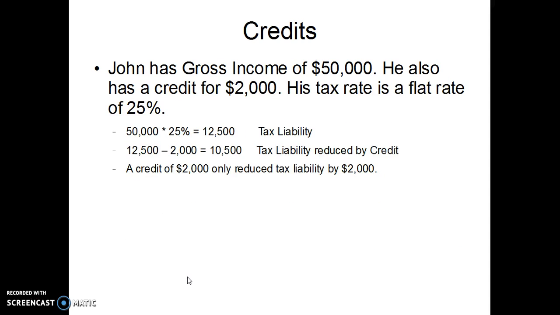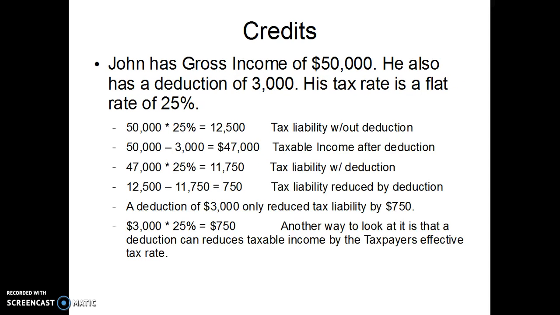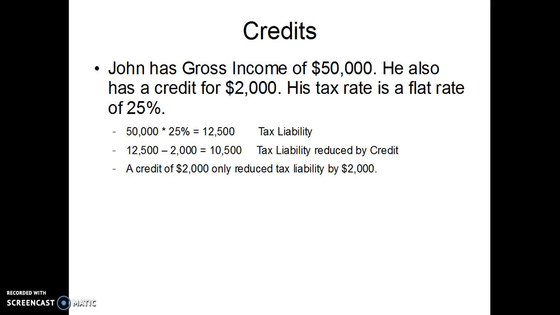However, a credit, on the other hand, works differently. Now, the same scenario, but let's say John has a credit of $2,000. So he has taxable income of $50,000, and he has a credit of $2,000 instead of a deduction of $3,000. His tax liability again on the $50,000 would be $12,500. But the credit reduces the tax liability, not the taxable income. So the credit is reducing directly, dollar for dollar, how much he would owe, and the tax liability ends up being $10,500.